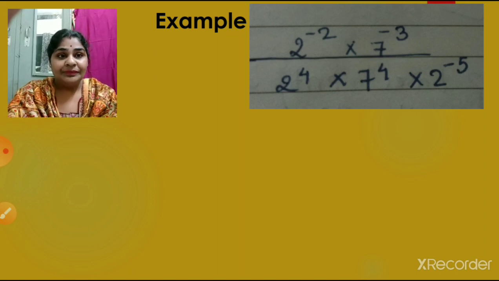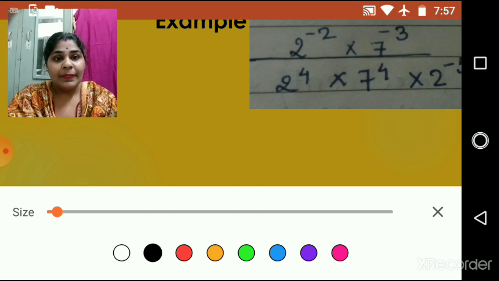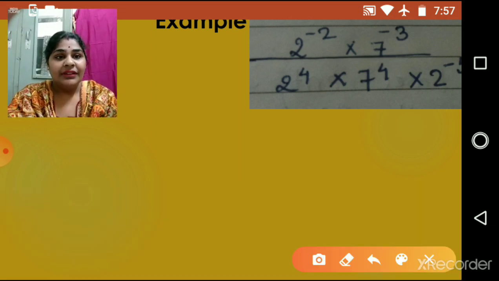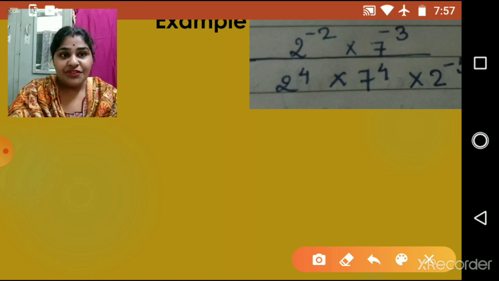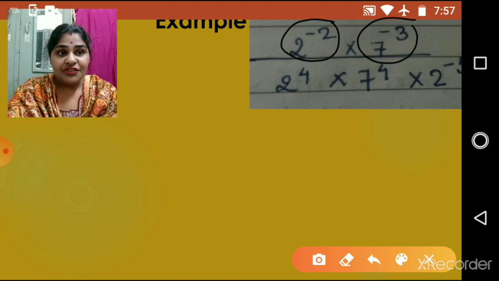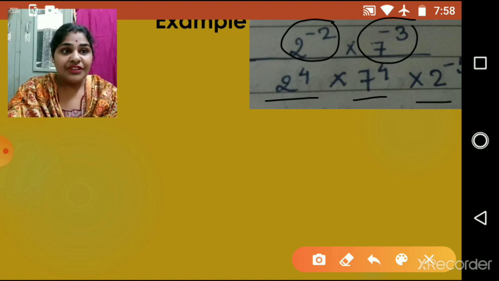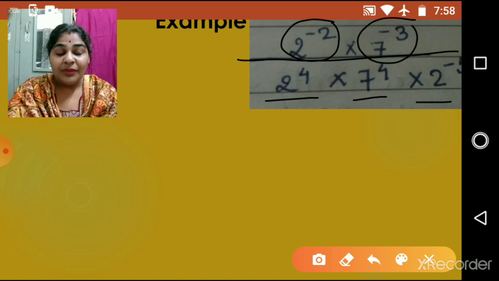Now here, the example is 2 raised to negative 2 into 7 raised to negative 3, whole divided by 2 raised to 4 into 7 raised to 4 into 2 raised to negative 5. Now children, when such sums are there, when there is a division, bring it into the multiplication form, then it will be very easy for you to solve.